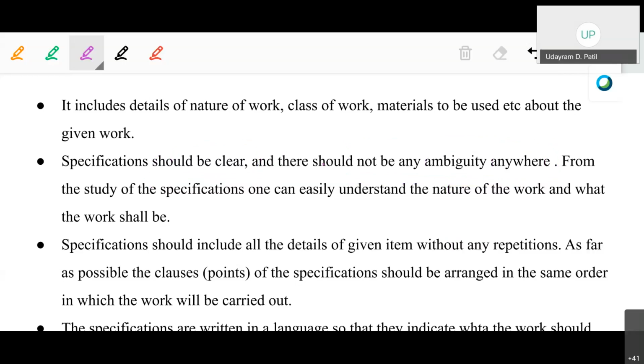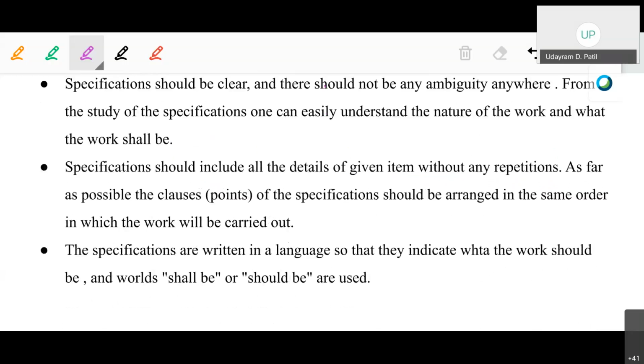Okay. Next point is, specification should include all the details of the given items without the repetition. Obviously, the specification should give all the details, but that particular specification should not be repetitive. Okay, एकच गोष्ट तुम्हाला परत परत सांगायची गरज नको पडायला पाहिजे. Therefore, there is a standardized rule which you have to follow to write the particular specification. Okay, you have to write the specification of the various items of the work.